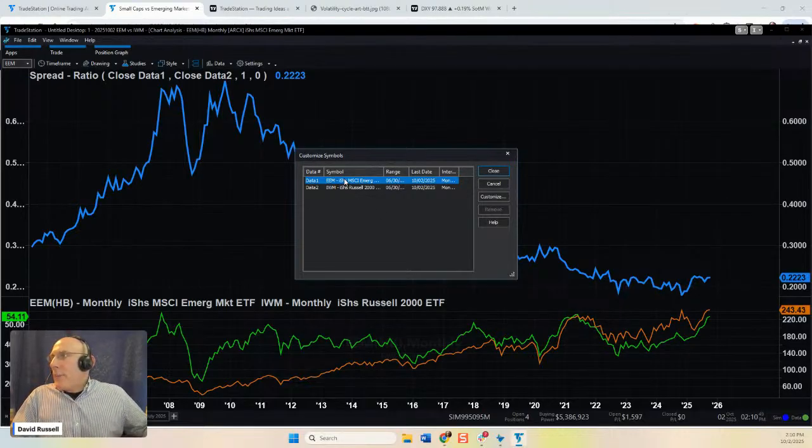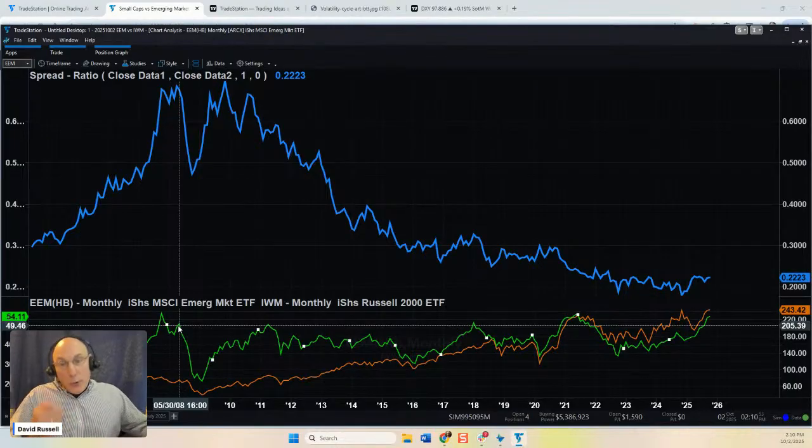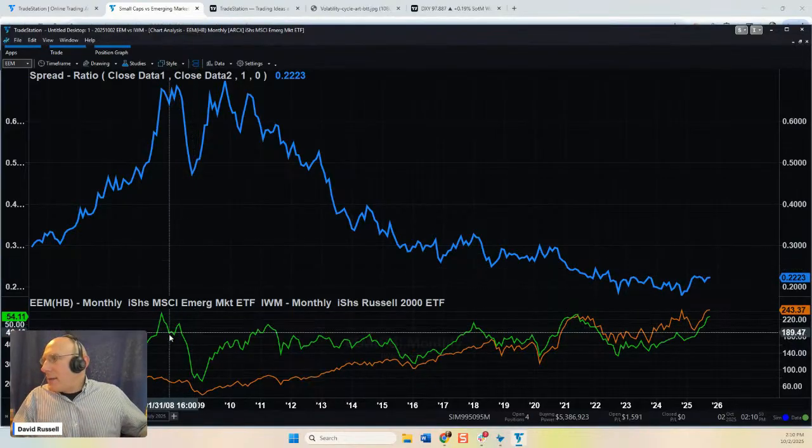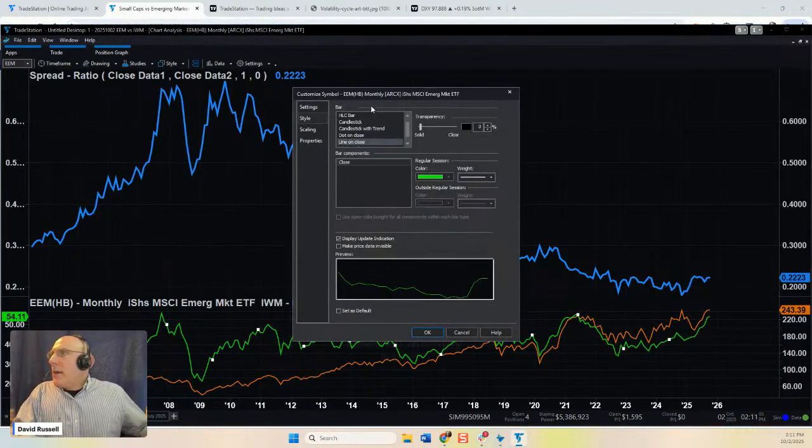So what I did was I put these two in here, but I moved them to the lower. Normally your main symbol is on top, but you might not know this in TradeStation, you can move them around. So the dominant symbol is, wait, is it this one? Yeah, the emerging market. This is data one. It's the primary symbol on the chart. So you can see up here, it's also in this little box.